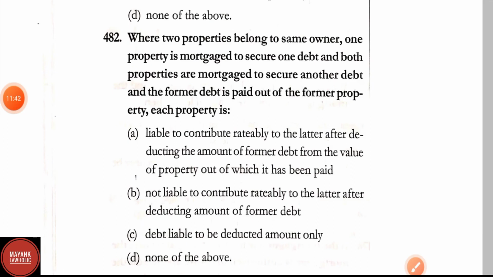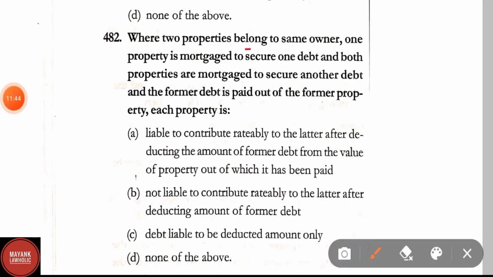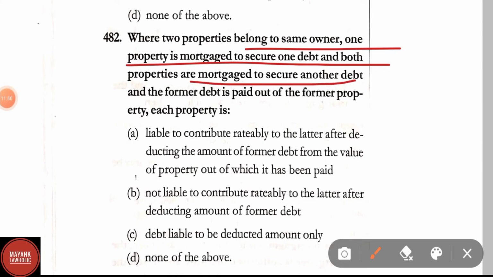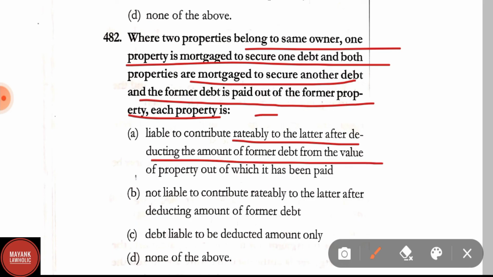Question number 482. Where two properties belong to the same owner, one property is mortgaged to secure one debt and both properties are mortgaged to secure another debt, and the former debt is paid out of the former property. Each property is liable to contribute ratably to the latter after deducting the amount of the former debt from the value of the property out of which it has been paid. Here correct answer is option A only.